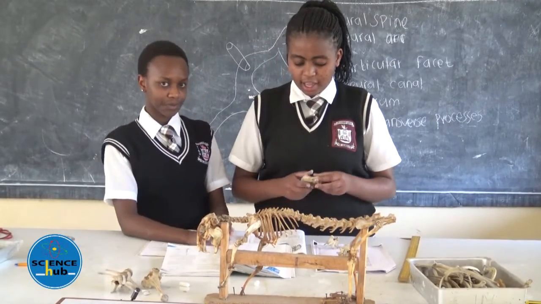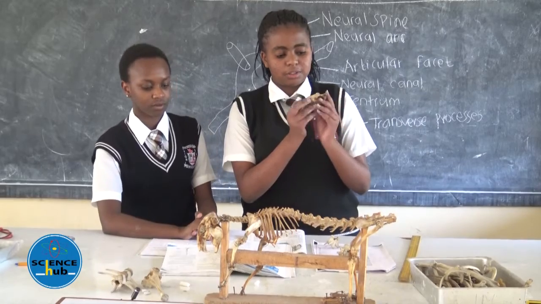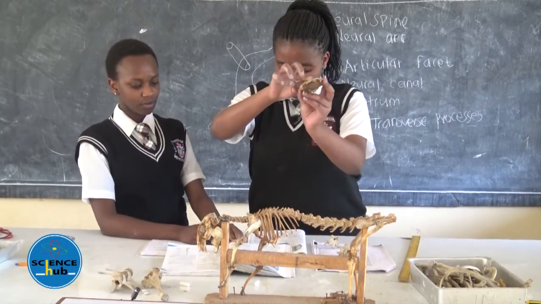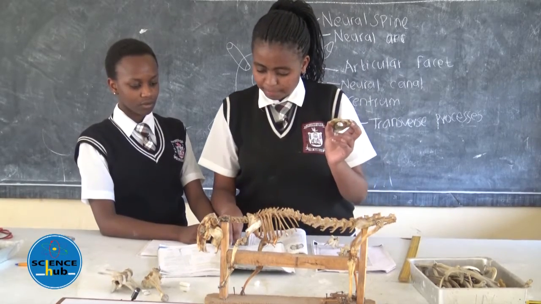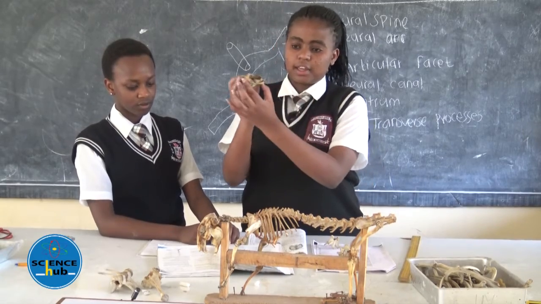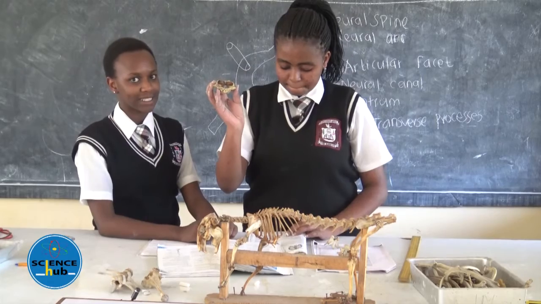As you can see, the atlas has a very small neurospine. It's almost not visible. See at the top. It also has transverse processes. They're here. Which increase the surface area for muscle attachments.